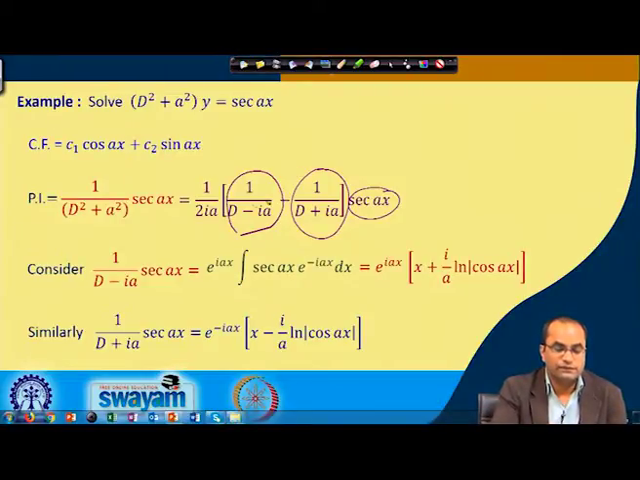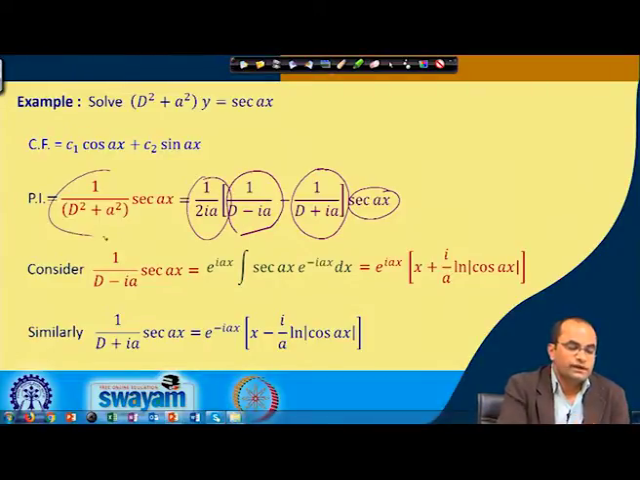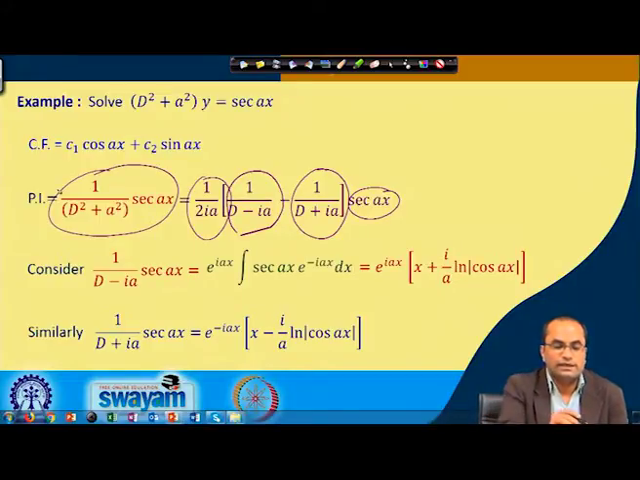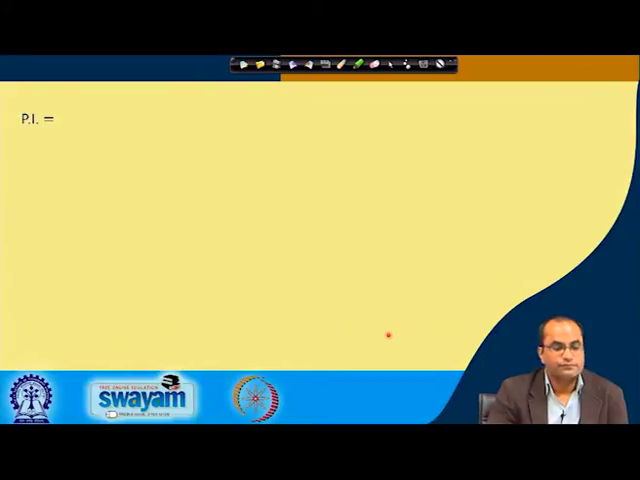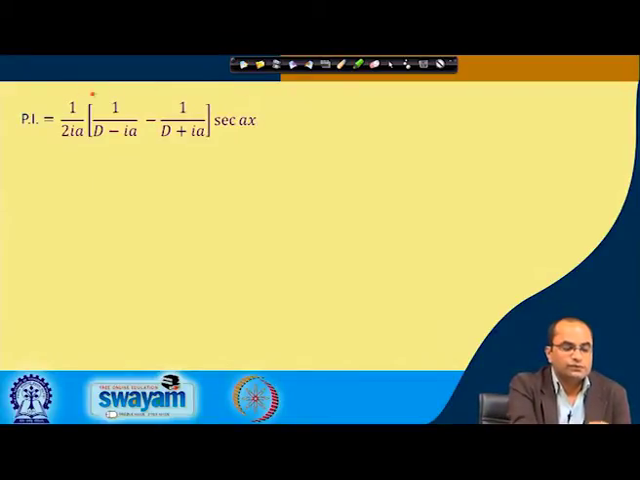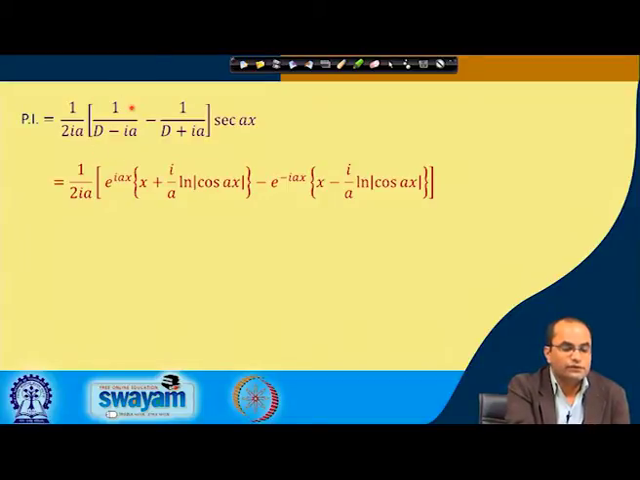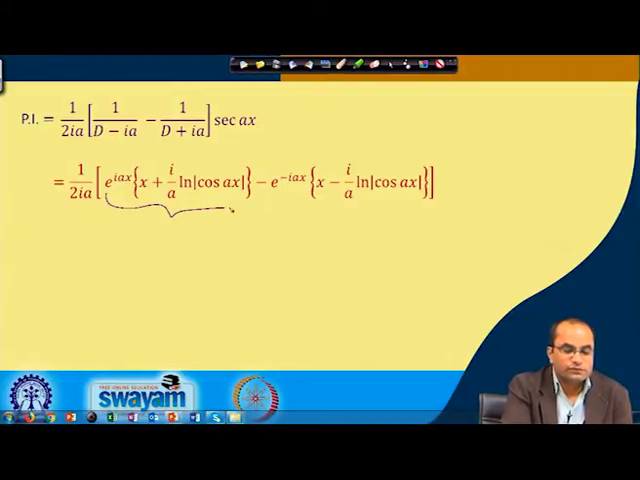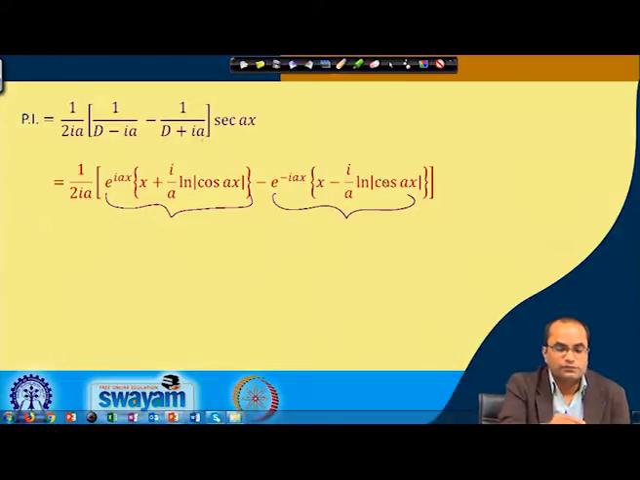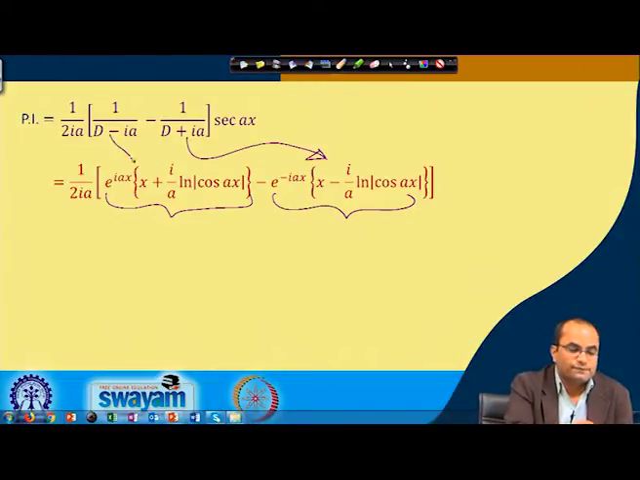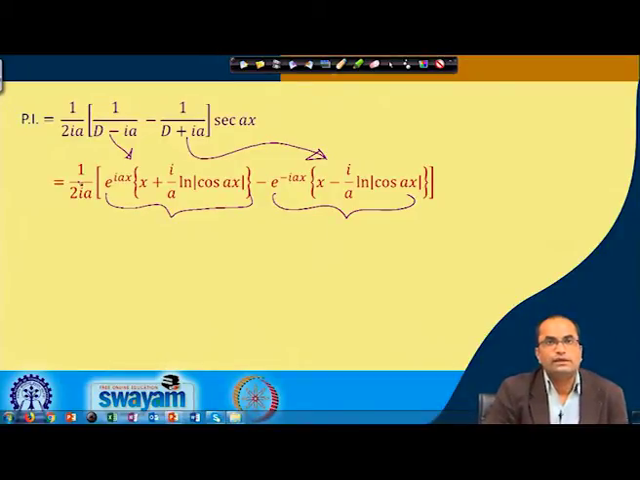So, we can get this difference now and multiply by 1 over 2ia to get the value of 1 over d square plus a square on sec ax. That is what we will do now. This particular integral which was given here, we can now substitute the value of 1 over d minus ia operated on sec ax, which was given here, and then minus sign with 1 over d plus ia, which is written here. This corresponds to 1 over d minus ia, and this corresponds to the second one, 1 over d plus ia, and this factor remains as it is, 1 over 2ia.